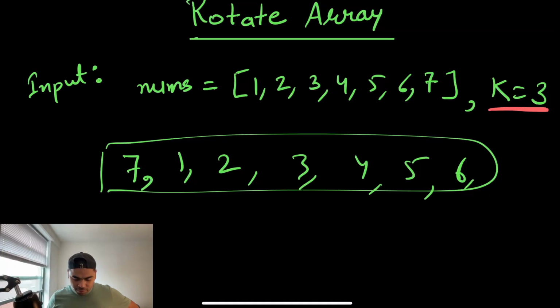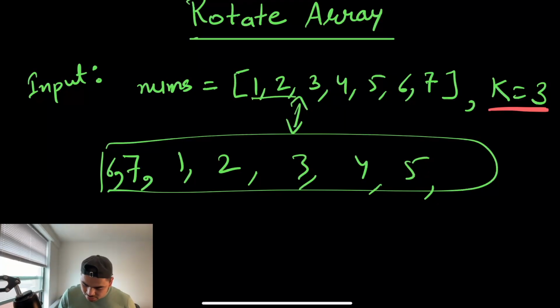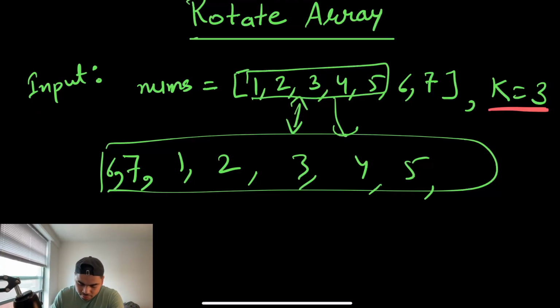Second rotation would be I bring 6 to the front, and we are moving all these values too. If you compare these two, this part here remained intact, but it just came over here, right? It came over here, exactly. So what are we actually going to do now?